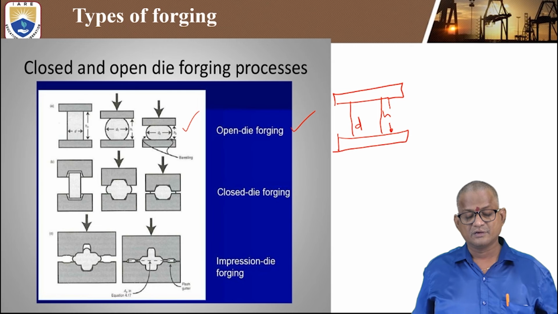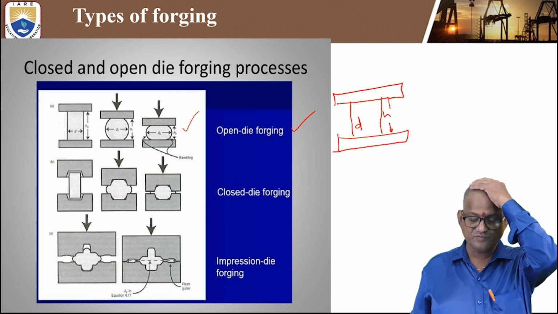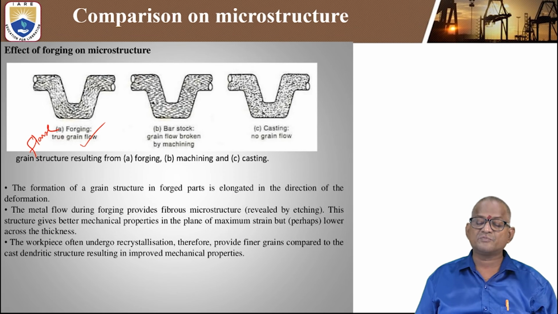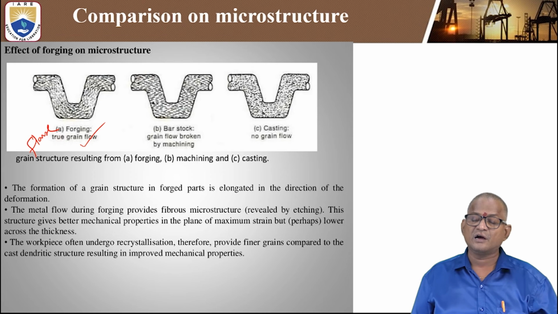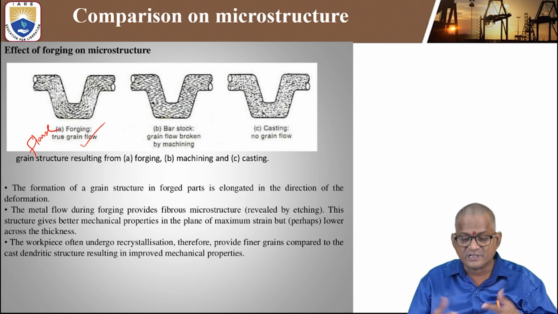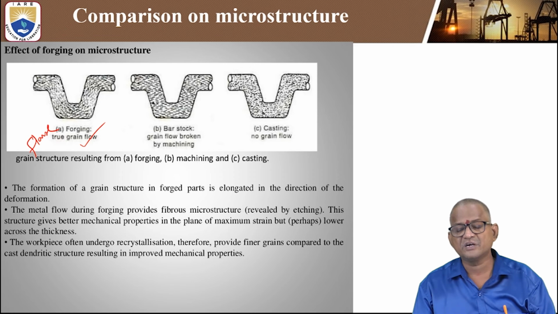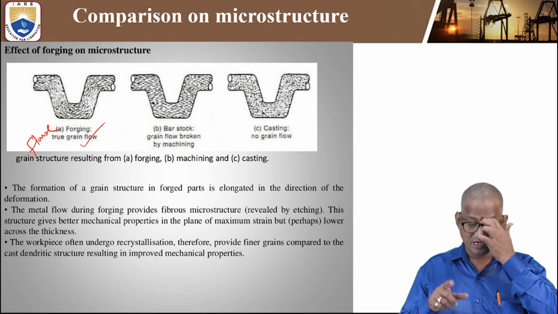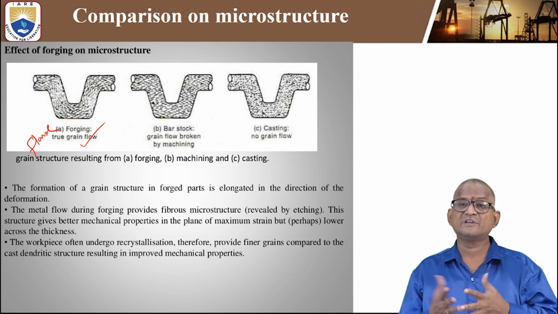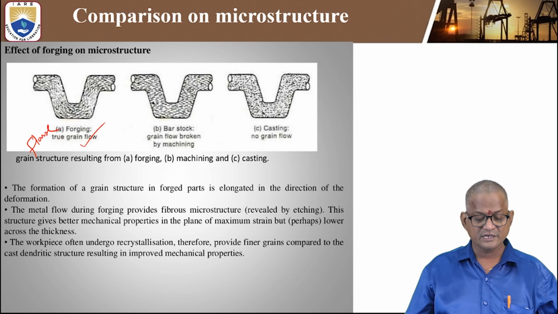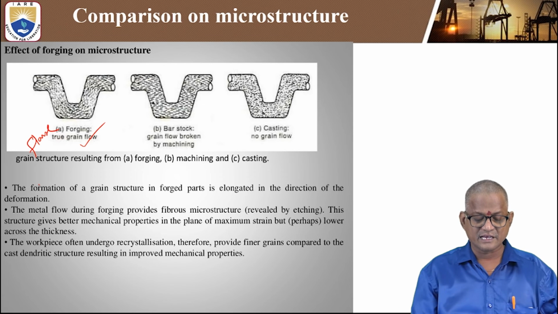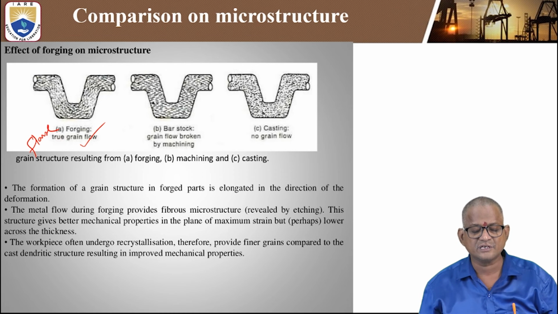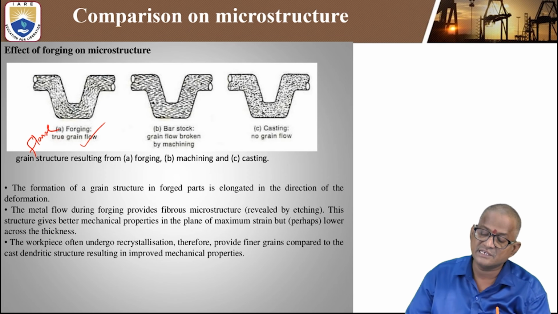Okay, and these are the open die and closed die operations, and these are some effects on the microstructure of a forging. How do you analyze the microstructure? Either it may be machining, in the sense of the lathe machine, drilling machine, and other related machines. And when you want to understand clearly the grain structure resulting, A is forging, B is machining, and C is casting.